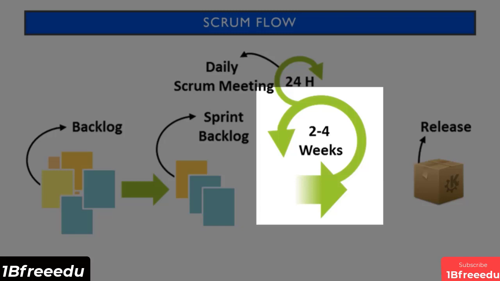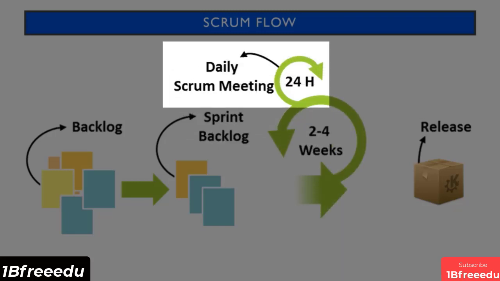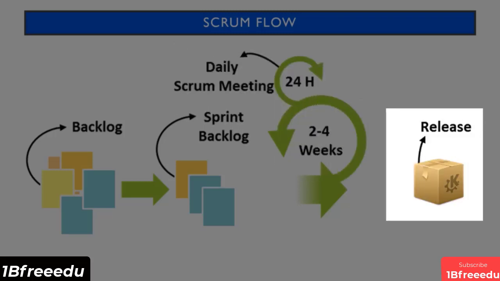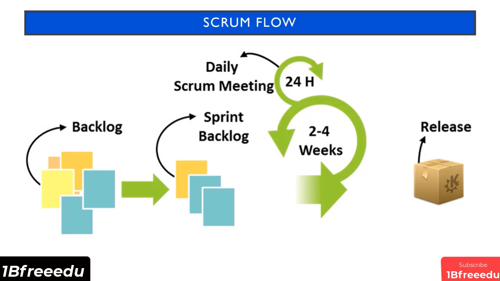And during the sprint, the team has a daily 15-minute Scrum meeting at the same place and time every day to discuss the progress of the sprint and make sure things are on track. And by the end of the sprint, the team should have a shippable group of features that can then be reviewed by customers or relevant stakeholders.